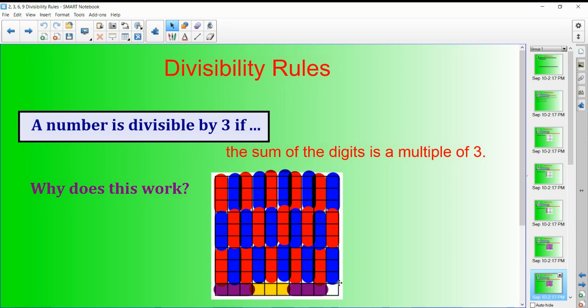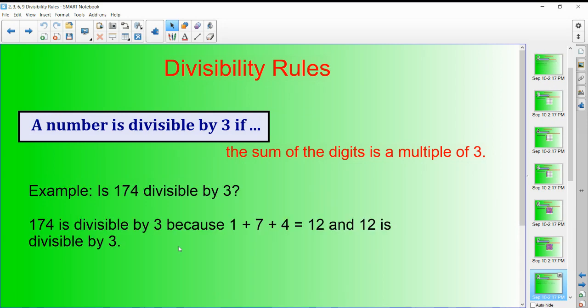So 3 goes into 99. I can split into even groups of 3, but not 100. So for every 100, I have 1 left over. And for every 10, I have 1 left over. So to look at 174, I have 100, I have a 70, and I have a 4.